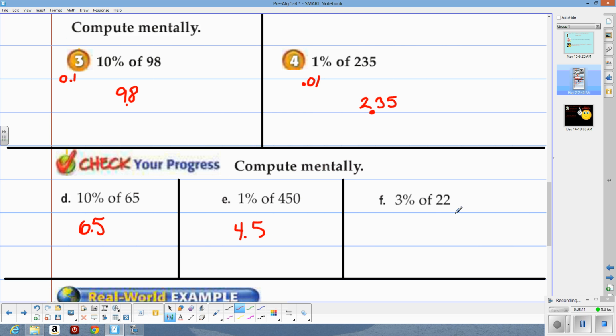Now 3% of 22 is one of those two-step problems because you would first figure out 1% of 22. 1% of 22 is 1/100th, or dividing by 100. So 1% of 22 is 0 and 22 hundredths. But since we want 3%, we're going to take that answer and multiply it by 3. So if I multiply by 3, I get 0 and 66 hundredths.